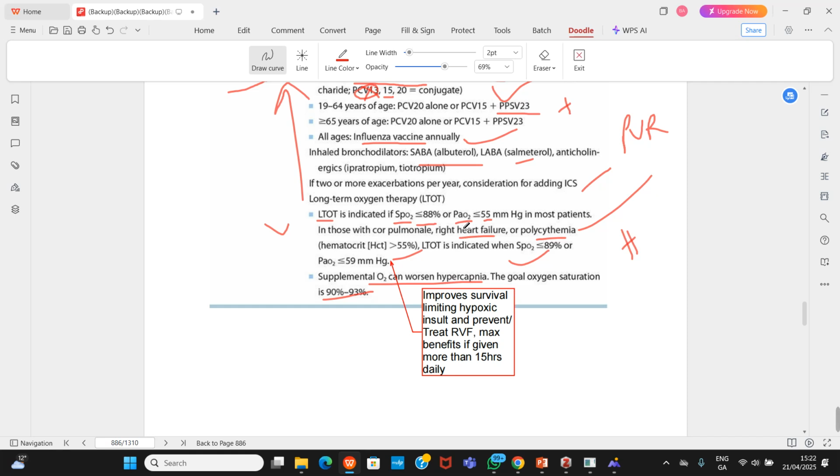So do you understand that, Doc? Yes, thank you. You measure that by doing your arterial blood gas. Yes. So measure lactate, PO2, PaCO2, and all those things.